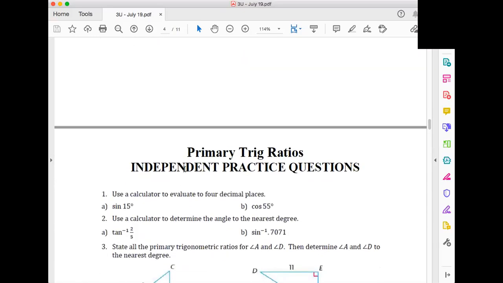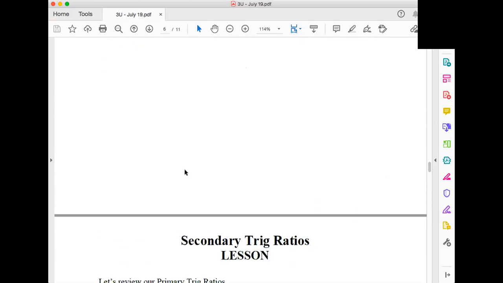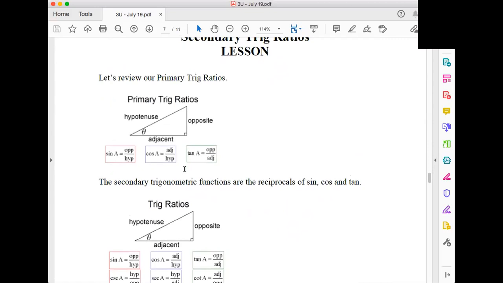Okay, so we are on to secondary trig ratios. I know that trig isn't the best unit ever, so I'm trying to fly through it as quickly as possible with you guys. So those are the primary. Okay, so secondary trig ratios.